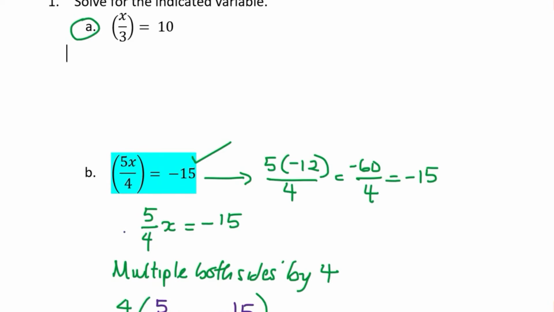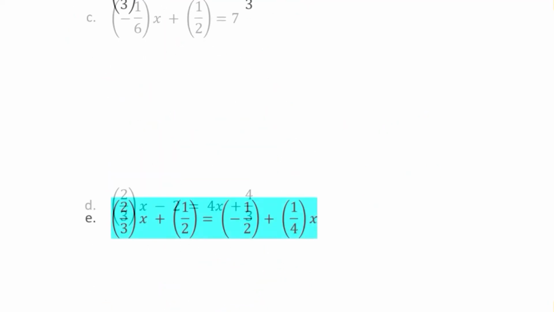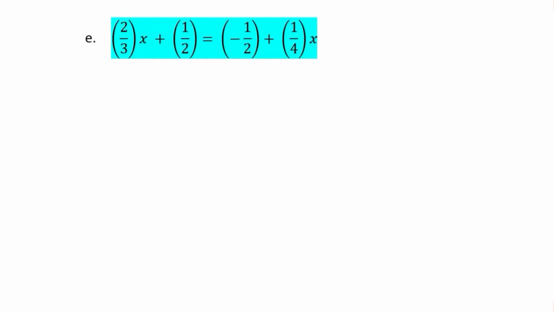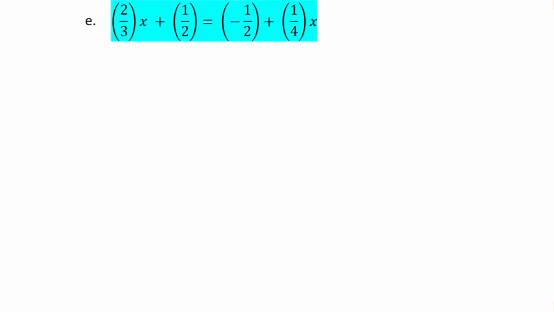So moving on to E. E is actually another one that we're going to be touching on, and what we notice is, oh my goodness, that's a lot of fractions. How will you deal with fractions here? One way is to recognize that first, there are a couple of like terms here.